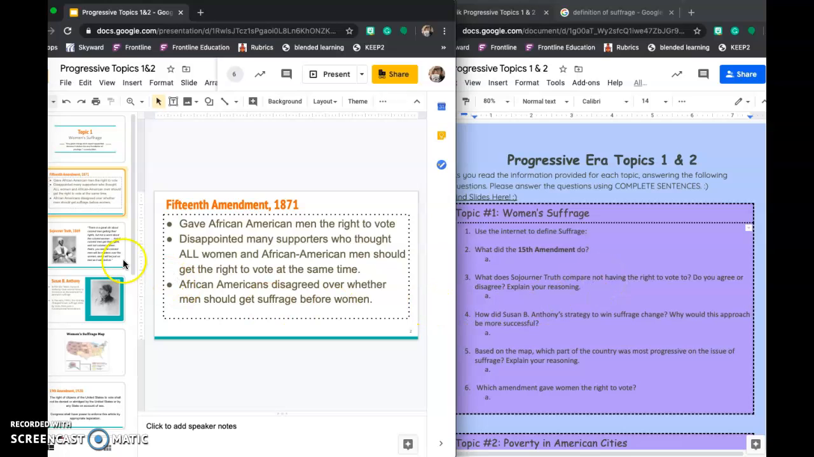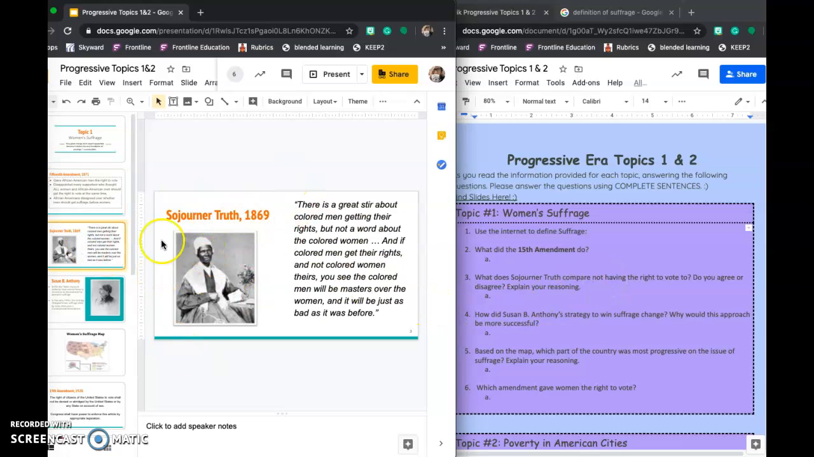All right, what does Sojourner Truth compare not having the right to vote to? And do you agree or disagree? So here she is from 1869, Sojourner. There is a great stir about colored men getting their right, but not a word about the colored women. And if colored men get their rights and not colored women theirs, you see the colored men will be masters over the women, and it will be just as bad as it was before. So what does she compare not having the right to vote to? What do you guys think? I'll give you a second.